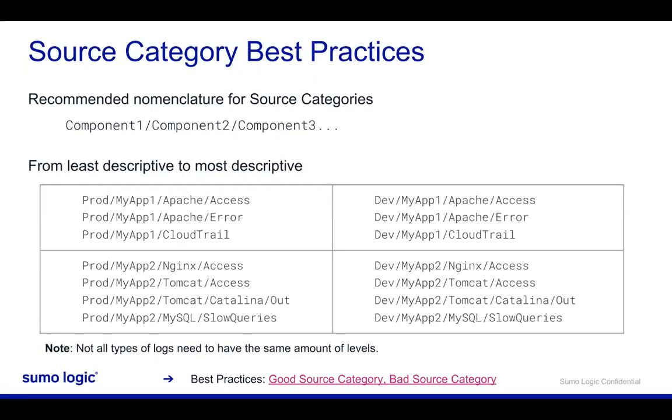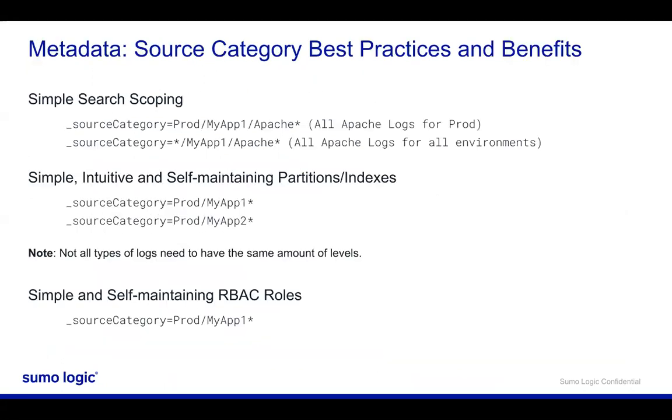Now, what are some of the other benefits of doing it this way? You can start to use these source categories for simple search scoping. So a bit of a tongue twister. For example, we have source category equals prod/myapp1/apache/*, with the star. And what the star or the wildcard is indicating is take everything in the Apache folder or component, if you will, and then everything below that. So with this prod/myapp1/apache/*, we're saying grab all the Apache logs for production environments.